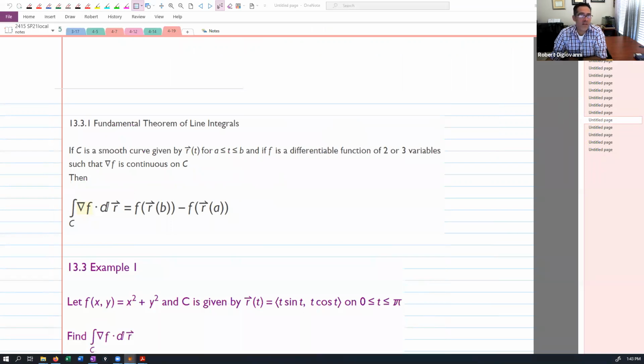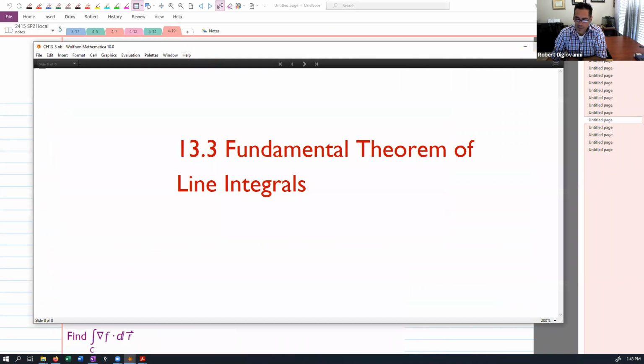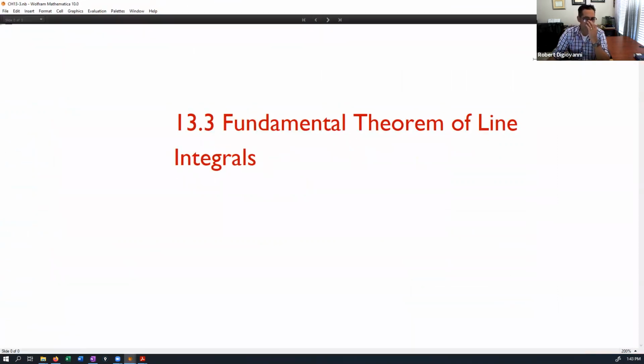13.3 is titled The Fundamental Theorem of Line Integrals. Throughout your mathematical life, you should have come across a few fundamental theorems. There's the fundamental theorem of calculus. Y'all remember hearing about that? Probably heard about it in Cal 1 or 2. There's also, before that, something called the fundamental theorem of algebra.